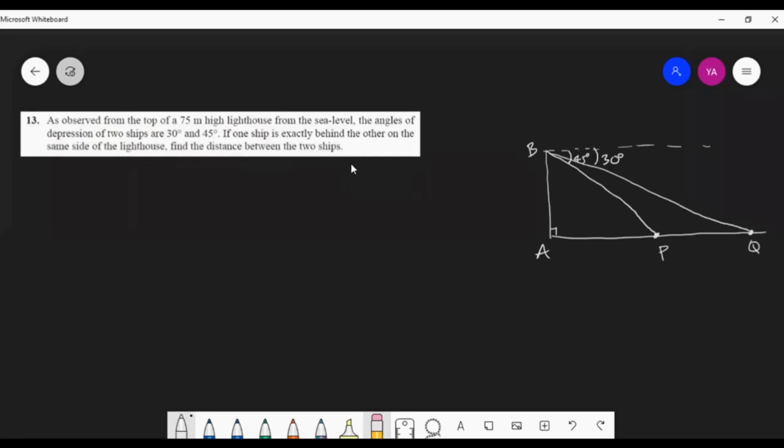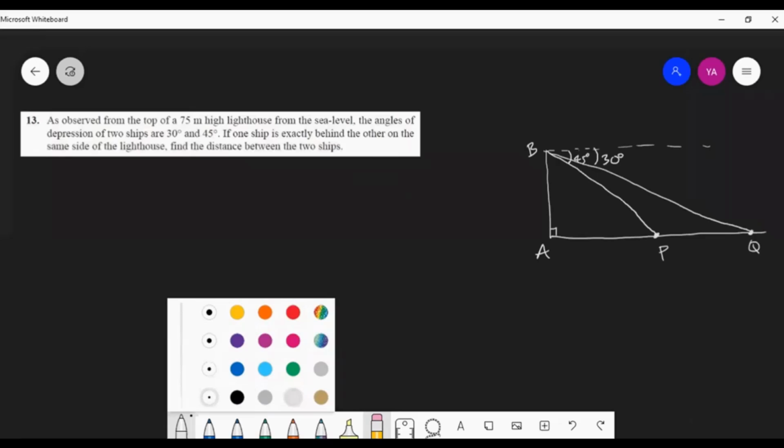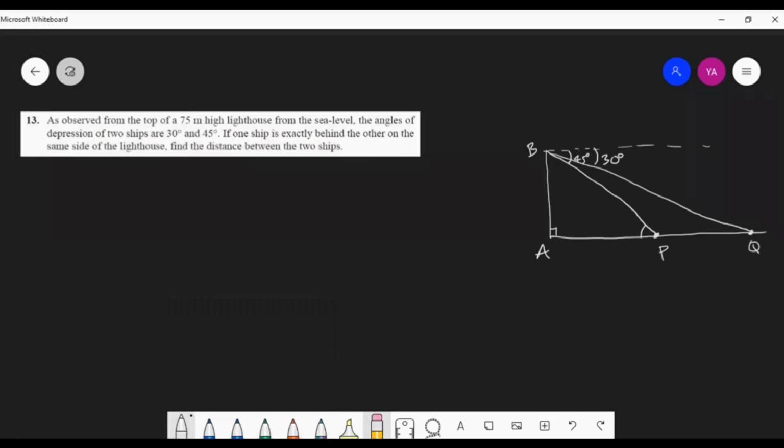If you could draw the picture, then I think the rest is very simple. The direction, from right to left or left to right, is no problem. So we can mark the alternate angles. What will be this angle APB? 45 degrees. And what will be this angle AQB or PQB? 30 degrees.